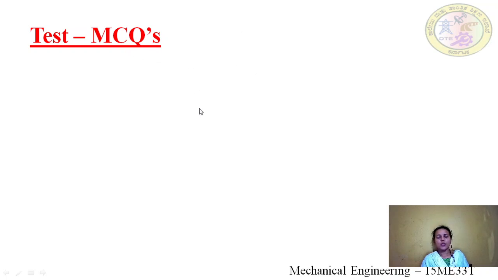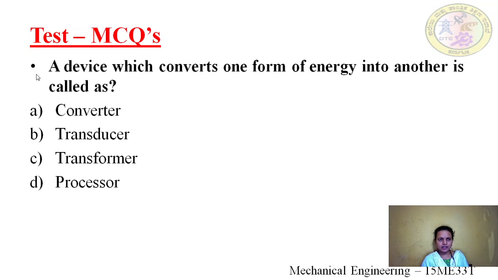Now you need to write down the answer. So let's start the test. I'll be giving the first question. The first question for this test is, a device which converts one form of energy into another form is called as.